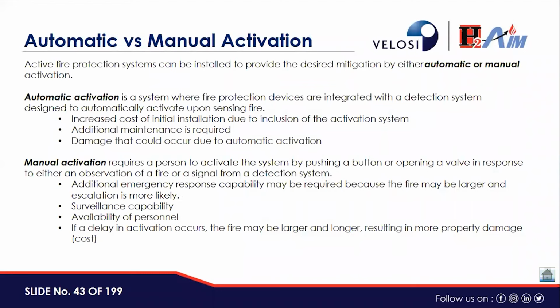So this is the detail of active fire protection. An active fire protection system can be installed to provide the desired mitigation by either automatic or manual activation. How can we mitigate by providing automatic activation, and what is automatic activation? Automatic activation is a system where fire protection devices are integrated with a detection system designed to automatically activate upon sensing the fire. The drawbacks are increased cost of initial installation due to inclusion of the activation system, additional maintenance required, and damage that could occur due to automatic activation.